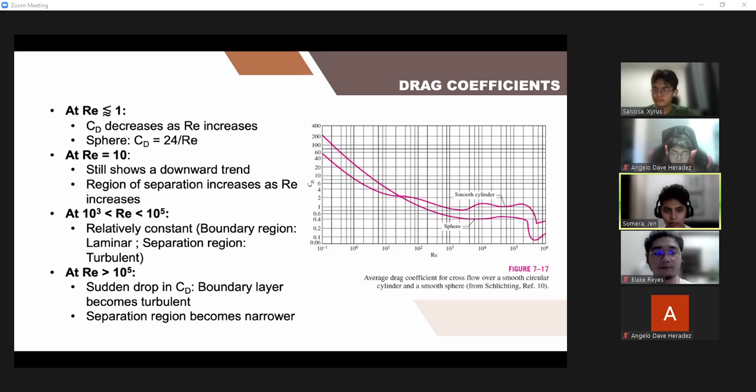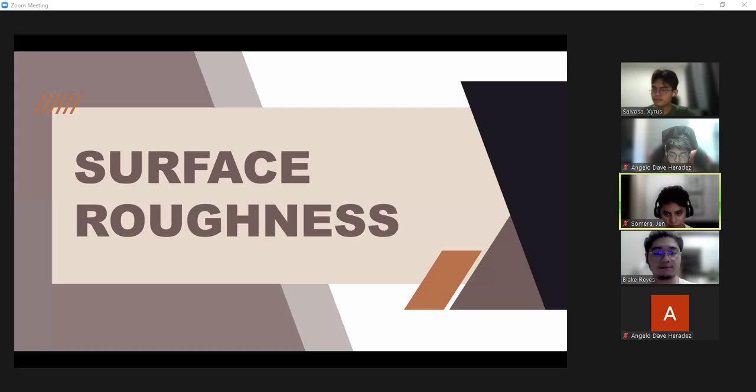Further increasing the Reynolds number within the range of 10 raised to 3 to 10 raised to 5 shows a relatively constant trend with the flow along the boundary region being laminar and the flow of the separation region being highly turbulent. Finally, at the very last portion of the curves, there's a sudden drop in the drag coefficient due to the boundary layer of the body becoming turbulent as well, and the separation region becomes narrower and moved further to the back of the body.